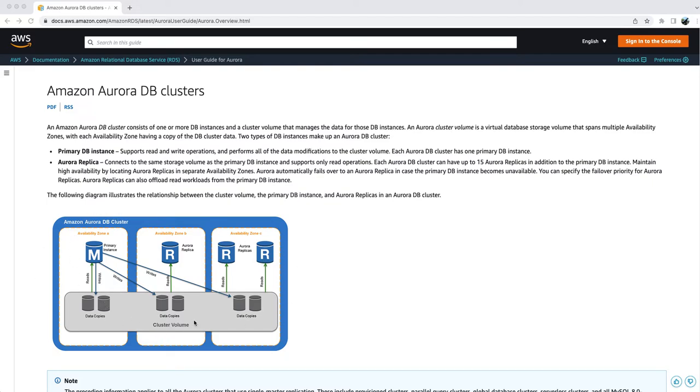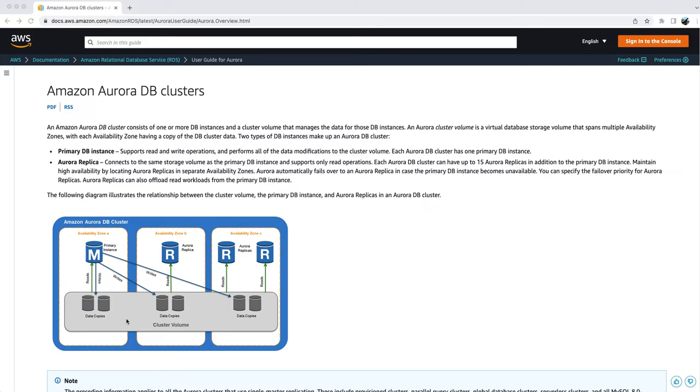And this cluster volume is spread across three availability zones, which makes sure that whatever data you have written, it has six copies of that data. So when a write request comes in, it comes with six asynchronous requests. The cluster volume makes sure that four of them are written, and once four of them are written, it sends back an acknowledgement to your primary database and it's considered done.